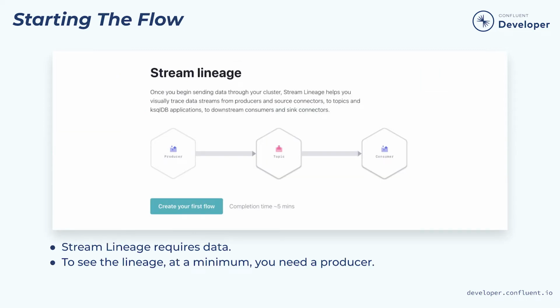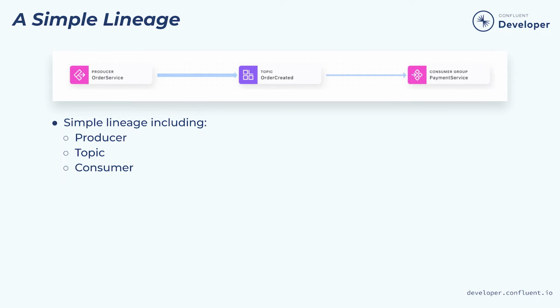However, this is a lineage of the data. If there's no data, then the system can't build a lineage. That means if we want to see the lineage, we need to start producing data. Once data is flowing, the lineage will begin to populate. It doesn't happen instantly, so be patient.